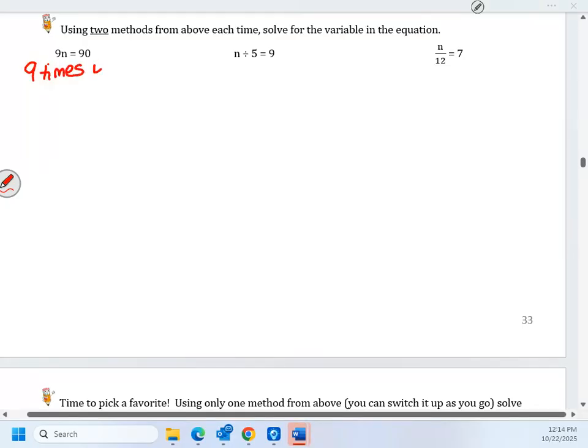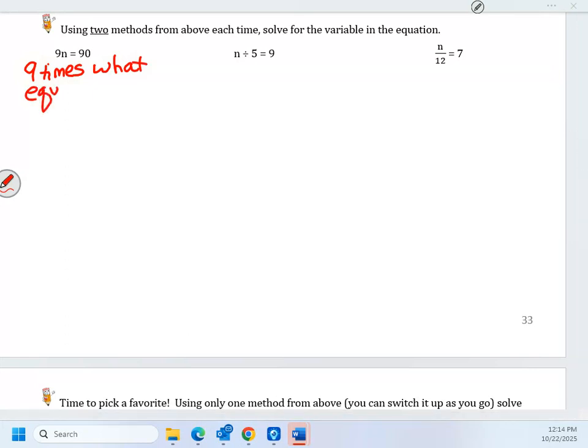9 times what equals 9 times what number equals 90? And Laurel, do you know the answer to that question? Okay. All right. What's another way?